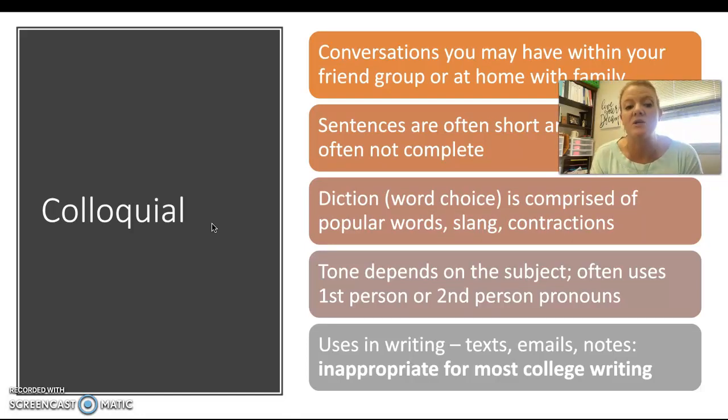When we text our friends, when we send emails to our friends, when we write notes to ourselves, we are using colloquial language. Colloquial language is inappropriate for college writing unless you are specifically told that informal or creative writing is what your assignment entails. You should not use colloquial writing in academics, which means for most people you should not write the way that you speak. Your writing should be much more formal than your everyday conversation.